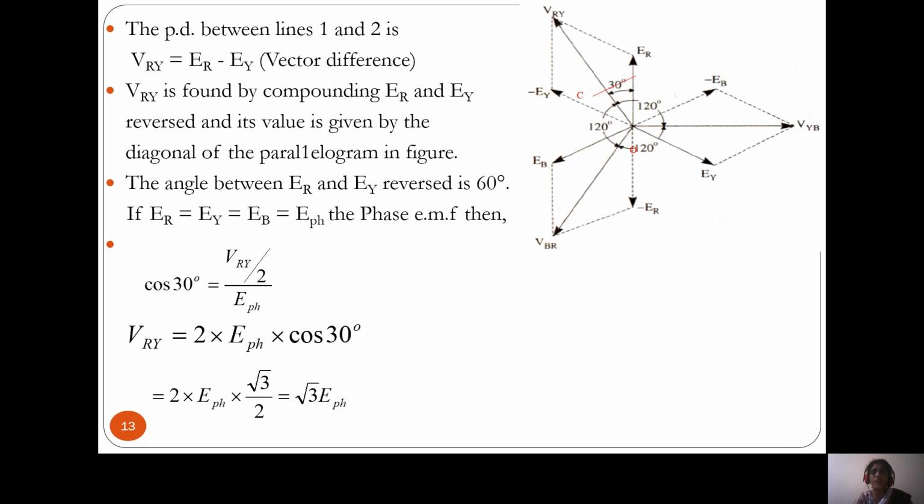So, the voltage in star connection: the relationship of line voltage and phase voltage. Line voltages are VRY, VYB and VBR, and phase voltages are ER, EY and EB. So line voltage is equal to √3 times the phase voltage. But line current is equal to phase current.